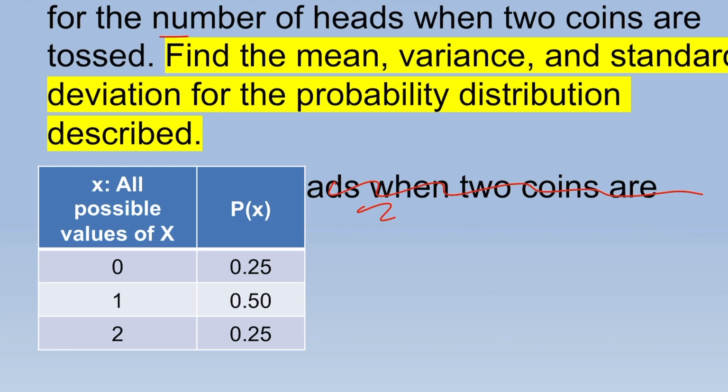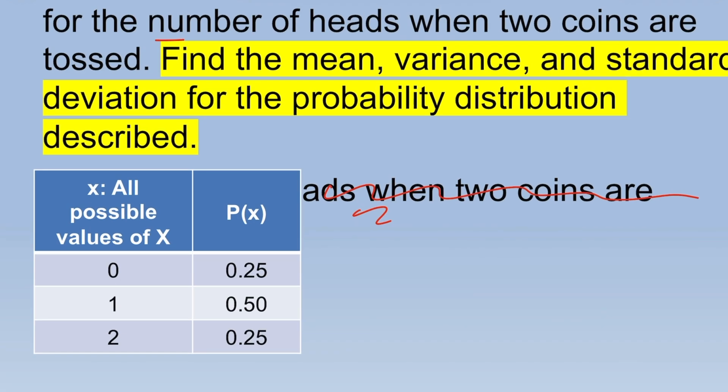All right, so let's start with the mean. The mean is defined as the sum of x times the probability of that value. So what's my first x? 0. 0 is my first x. So 0 times, what's the probability of 0? 0 times 0.25.